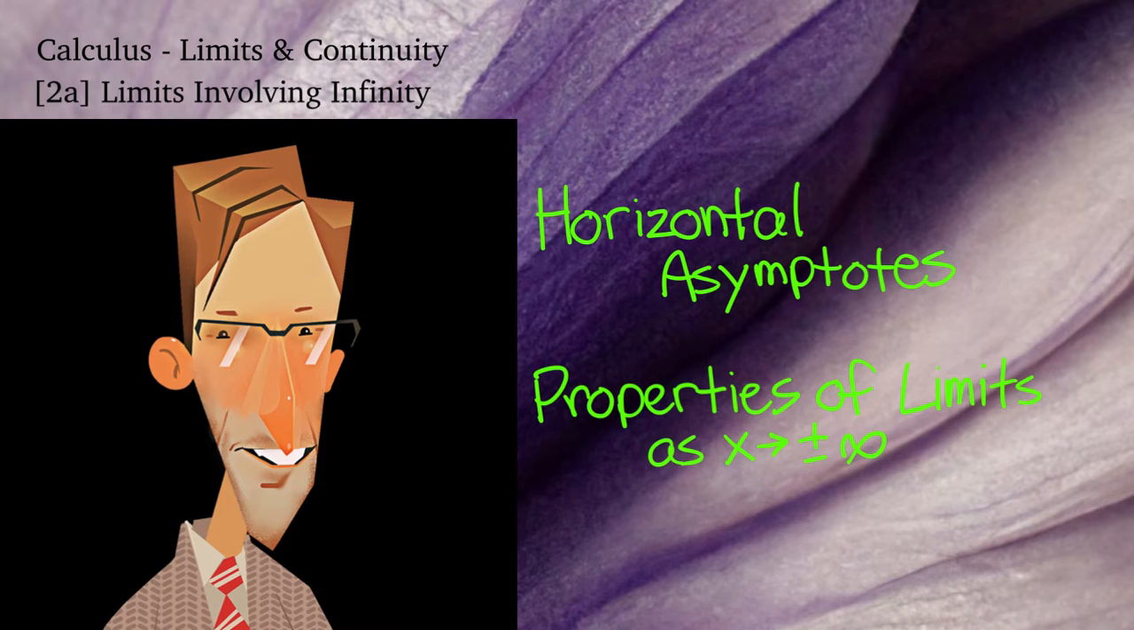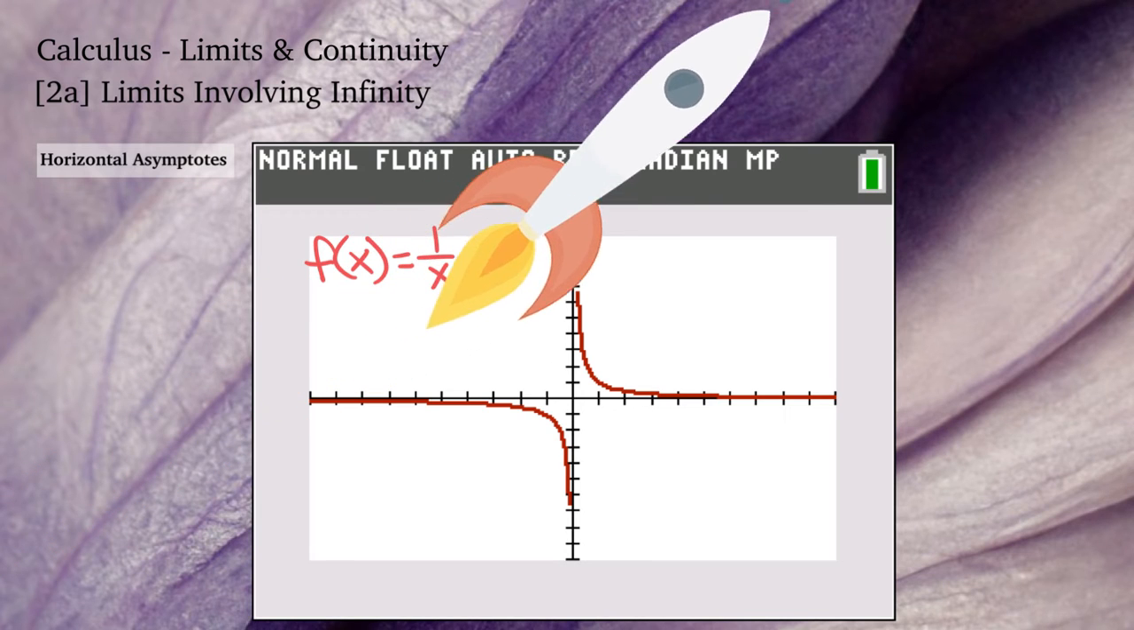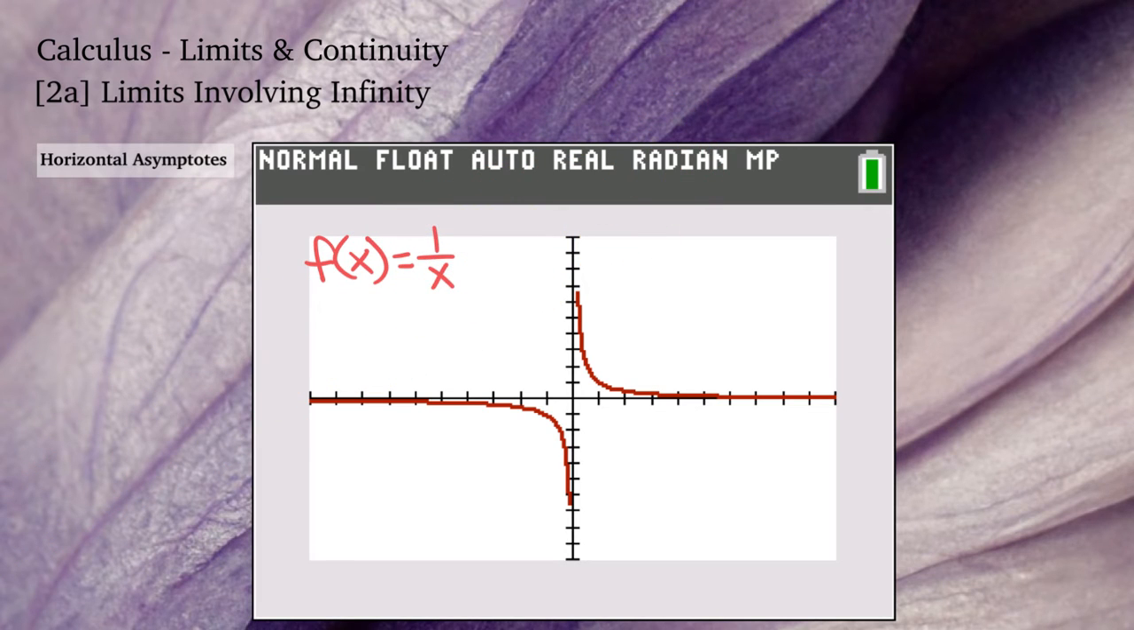Let's get started. In order to understand horizontal asymptotes, we're going to look at two functions, 1 over x and arctangent x. The reciprocal function is used in a lot of scientific applications. It's also helpful to understand asymptotes because it has a horizontal asymptote and a vertical asymptote. Let's try to find that horizontal asymptote. Practically speaking, we're looking for a horizontal line that the function approaches. Formally, however, we're using limits to show that a horizontal asymptote exists.